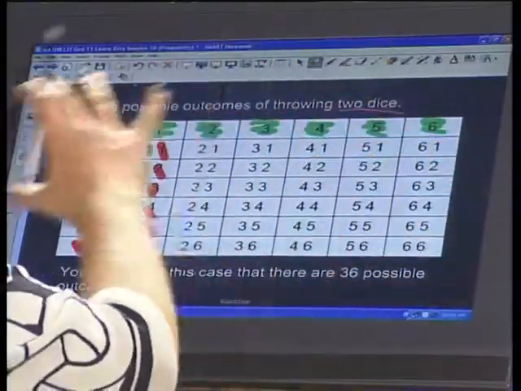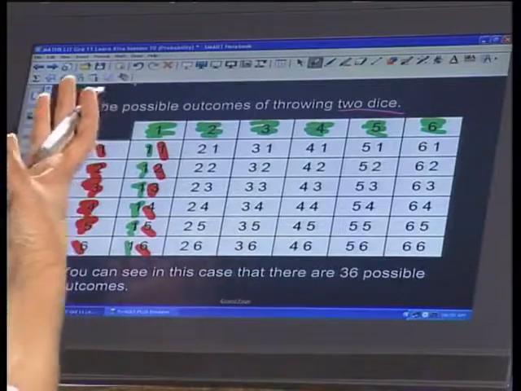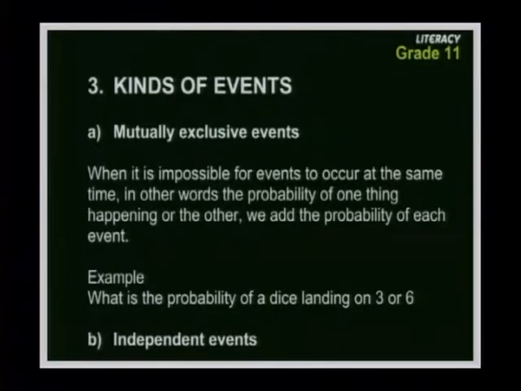Now, I've completed the entire table for you. You could do it on your own, I'm sure. So we've got 36 outcomes of this event occurring. Right, let's move on to the next part of our discussion.